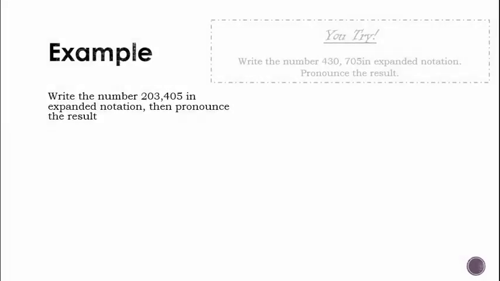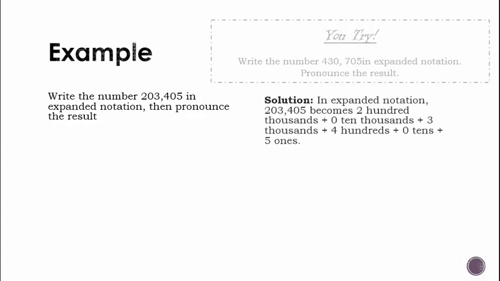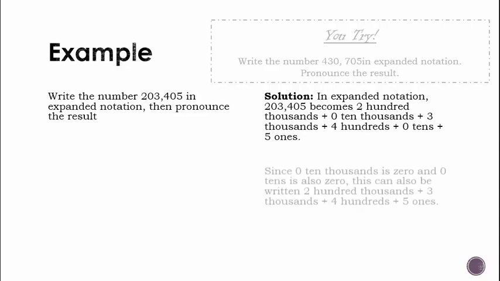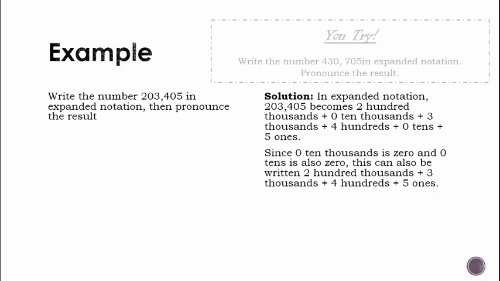Let's try again. Write the number 203,405 in expanded notation, then pronounce the result. Well, in expanded notation, 203,405 becomes 200 thousands plus 0 10 thousands plus 3 thousands plus 4 hundreds plus 0 tens plus 5 ones. Since 0 10 thousands is 0 and 0 tens is also 0, this can also be written as 200 thousands plus 3 thousands plus 4 hundreds plus 5 ones. This is pronounced 203,405. Wow, that's a lot.